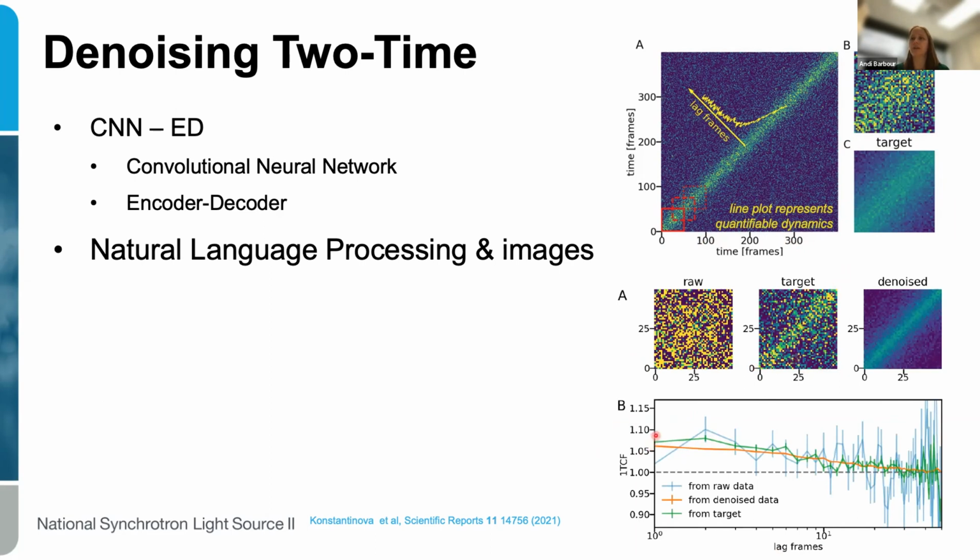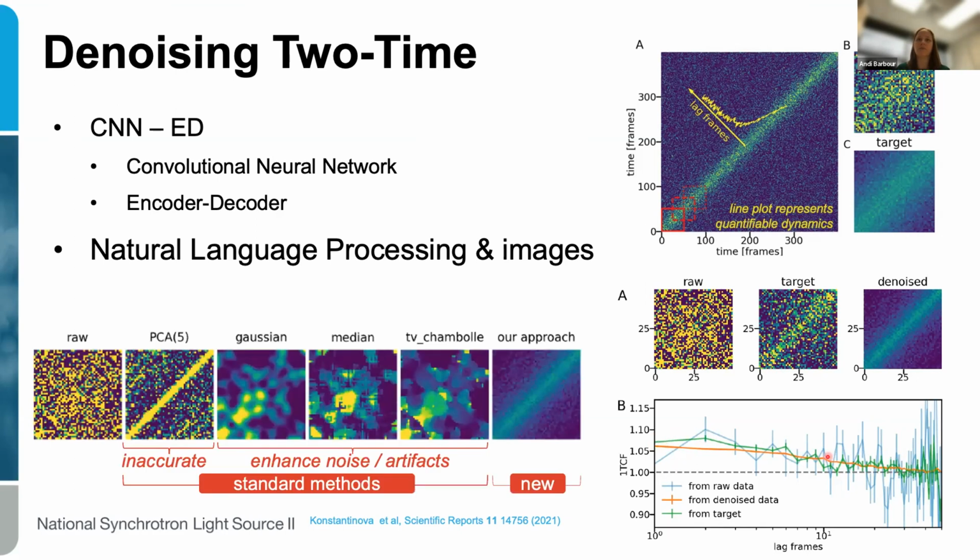To extract the dynamical information, you would just fit an exponential function to this, and you would understand the dynamics. One question may be, how does this compare to out-of-the-box methods? PCA is actually very inaccurate. It artificially made the dynamics faster, with potentially some other stuff out here.